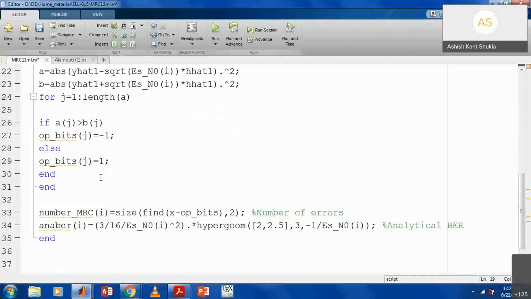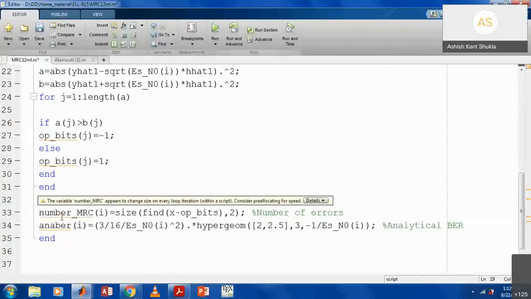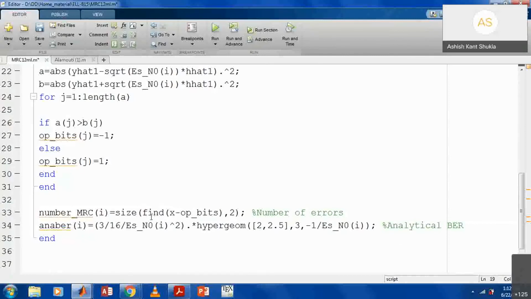Then in line number 33, we are finding the number of errors in the system. We are using the size command over here, and this find x minus op bits comma 2. With the help of this command we are finding the number of errors occurring in the overall system.